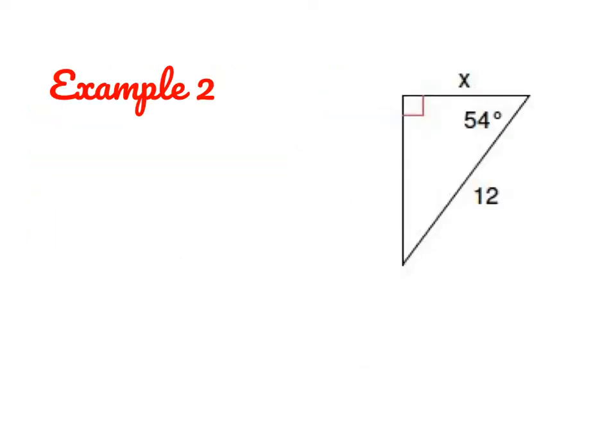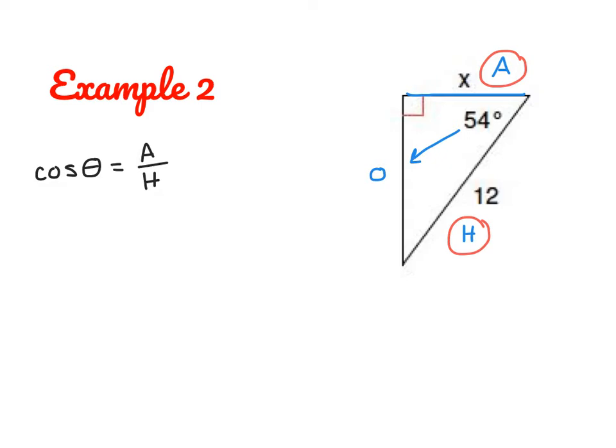All right, let's try another example together. For this problem, we're working with that 54 degrees. I can see that this is opposite, this is adjacent, and this is our hypotenuse. The two things that we have are the adjacent side and the hypotenuse. So here we know that we are going to be working with cosine. Cosine of theta is adjacent over hypotenuse.